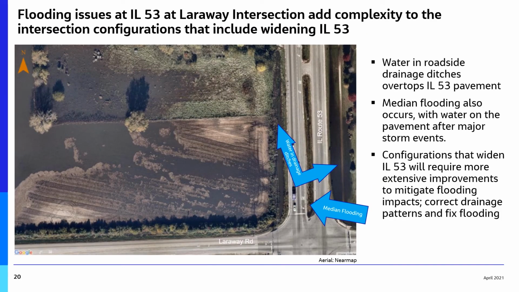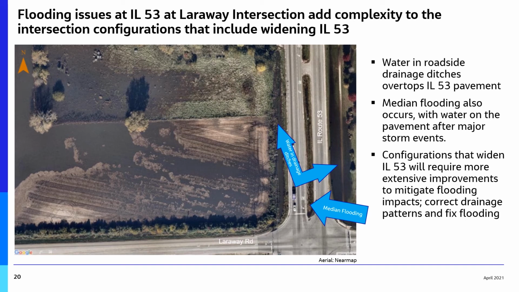Improvements of Route 53 need to take into consideration the existing flooding at the Route 53 and Laraway Road intersection. This flooding adds complexity to the intersection configurations that include widening Route 53. Based on a review of existing conditions, roadside drainage ditches regularly fill with water that overtops the Route 53 pavement. The center median also floods, with water on the pavement after major storms. As a result, configurations that widen Route 53 will require more extensive improvements to reduce flooding impacts, correct drainage patterns, and prevent flooding.